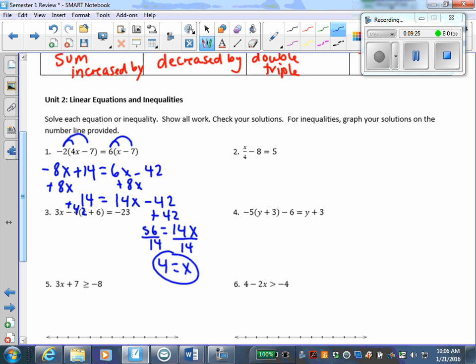I could check my answer, but I'm pretty sure it's right. On your test, I recommend you check it by plugging the 4 in for x and making sure it's true, especially if you have a calculator. That's an easy way to do it. To save time, I'm going to skip that step, although I recommend you do it.